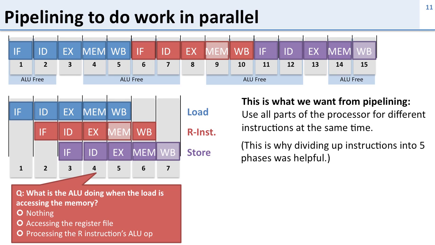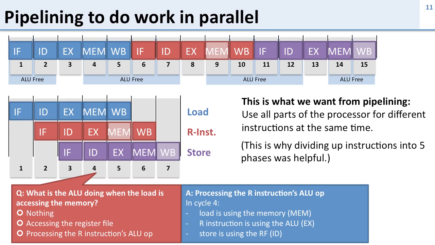So here's a question. What is the ALU doing when the load is accessing the memory? Well, it's processing the R instruction's ALU operation. So in cycle 4, we have the load instruction accessing the memory, the R instruction using the ALU, and the store instruction doing instruction decode or accessing the register file. So 3 instructions doing 3 different things at the same time.